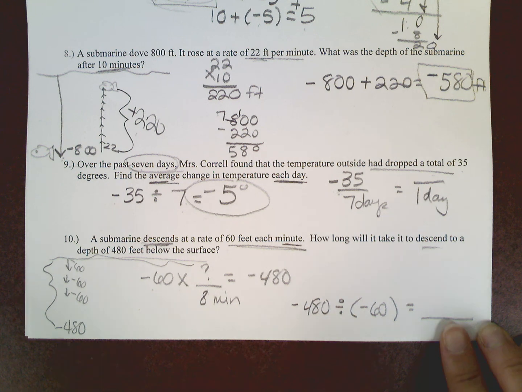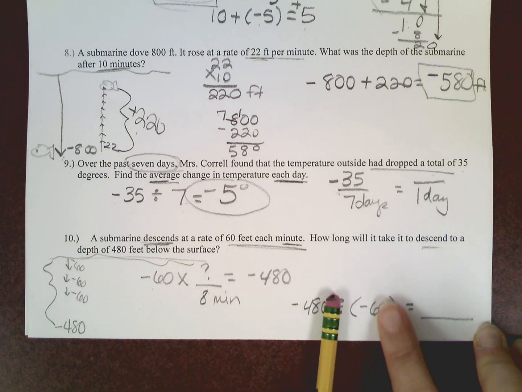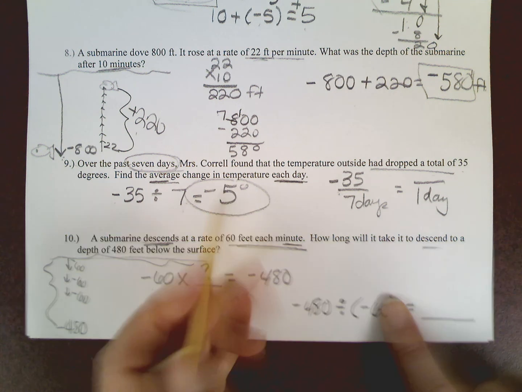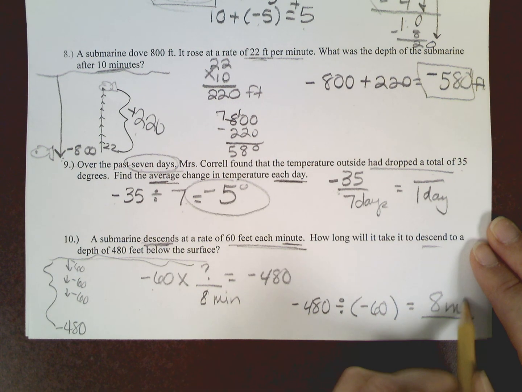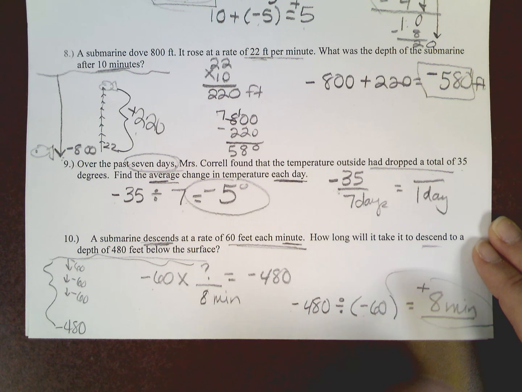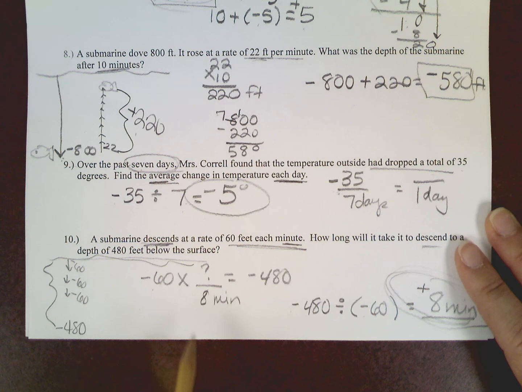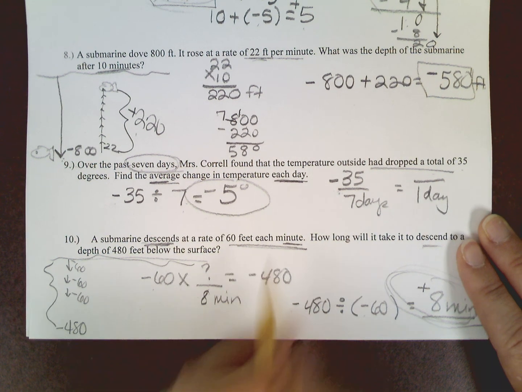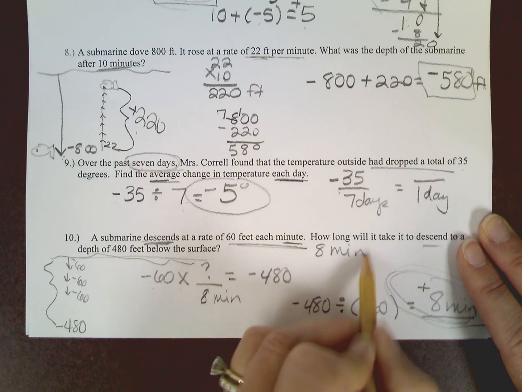Okay, because we're in minutes. Let's try this one. I'm going to cover up my zeros. 48 divided by 6 is 8. So 8 minutes. And this makes sense. A negative divided by a negative is a positive because we're talking about time. We're not going back in time. We're talking about 8 minutes. So you could have done it forward by multiplying. Maybe your brain just thought of it that way, or backwards, but the answer is still 8 minutes.